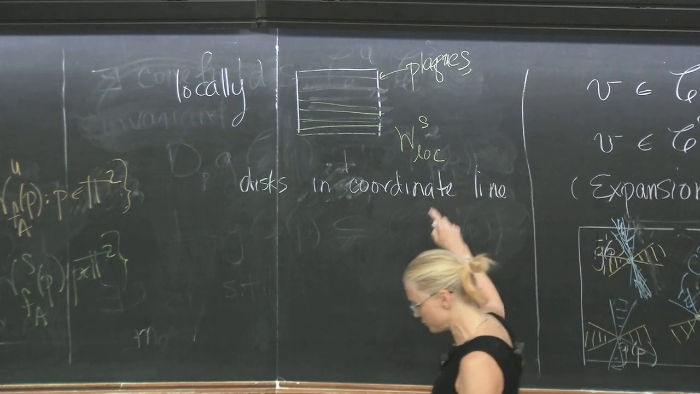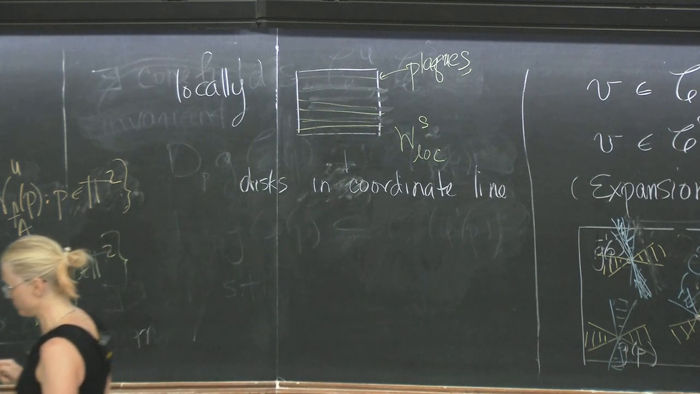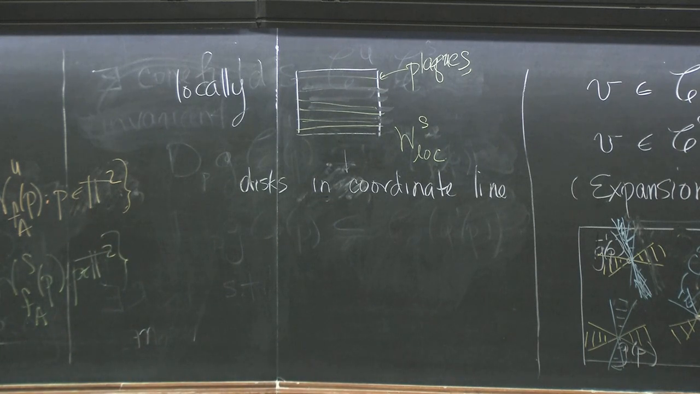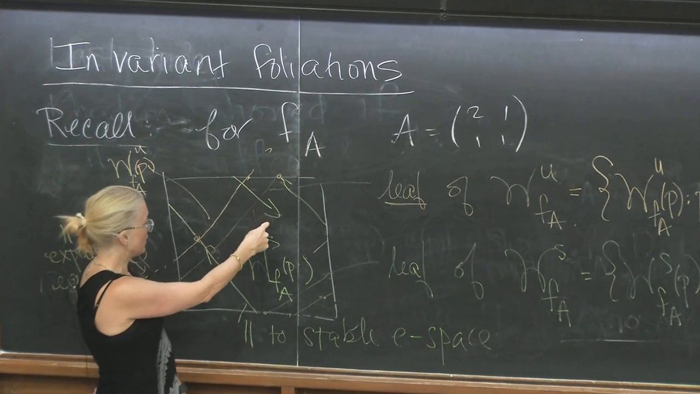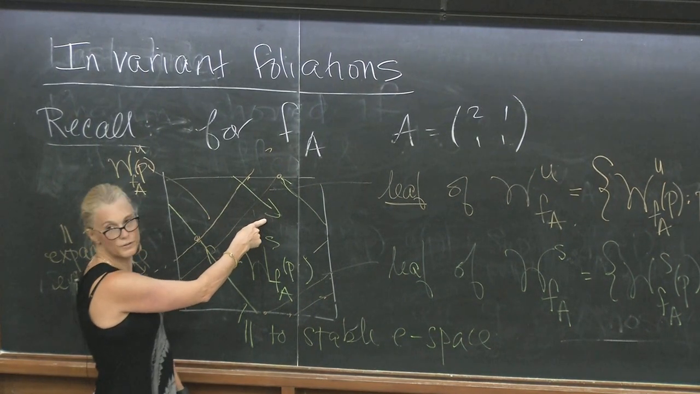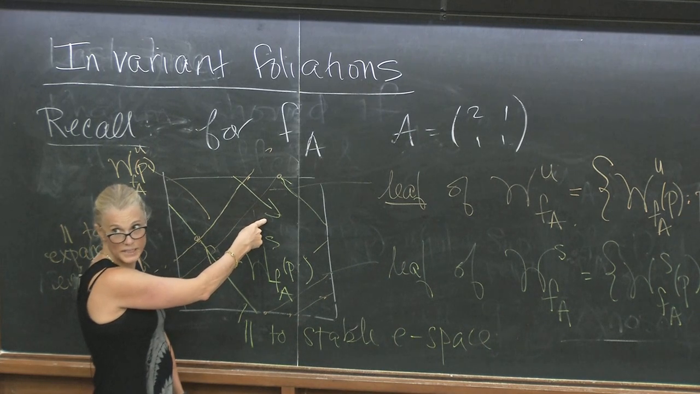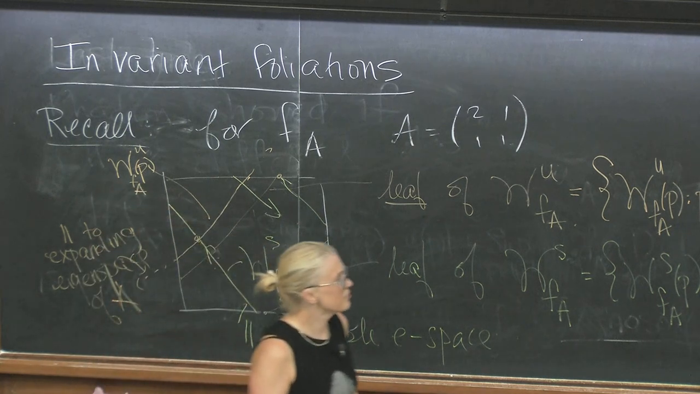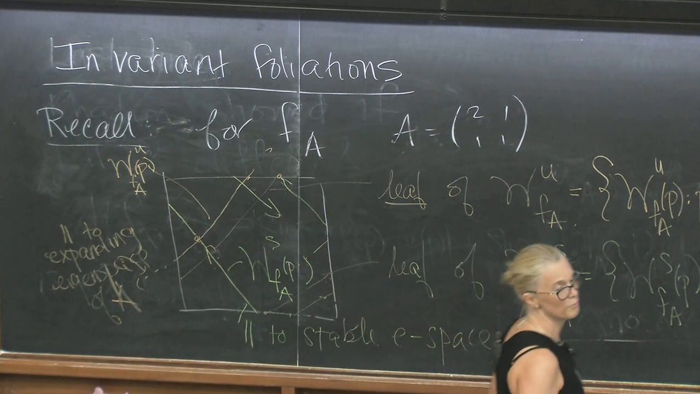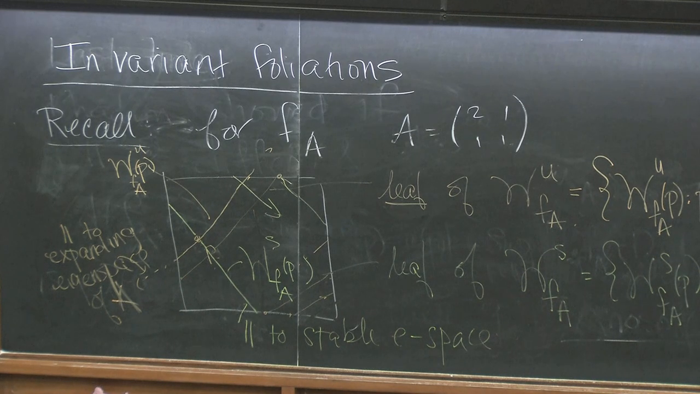All right, so this is what makes them foliations: these foliations have the property that if I take the leaf of WS through a point P, and I apply F sub A, I get the leaf of WS through F sub A of P. So it's invariant, and similarly, WU is invariant. So these are invariant, and they are uniformly contracted, respectively expanded by F in length.